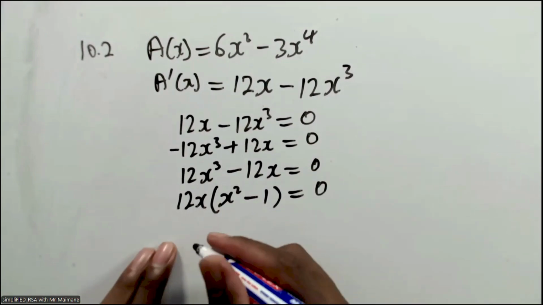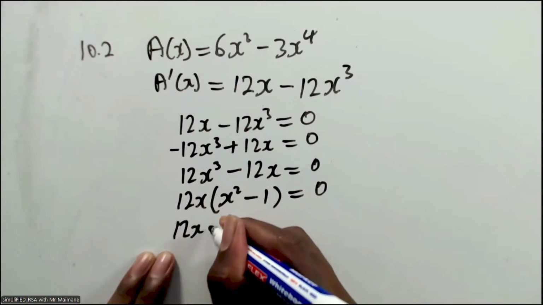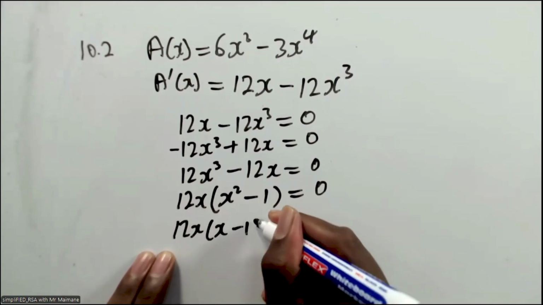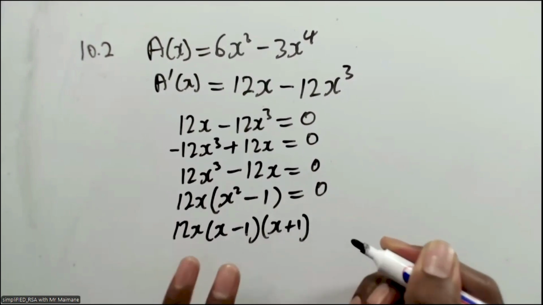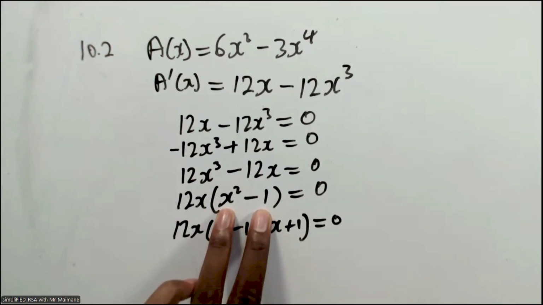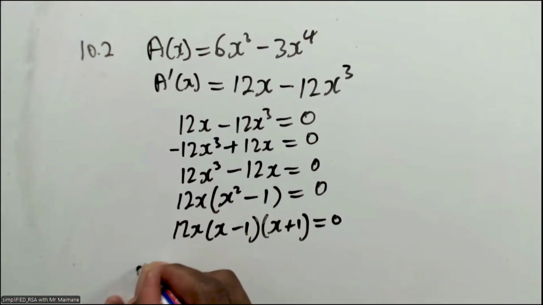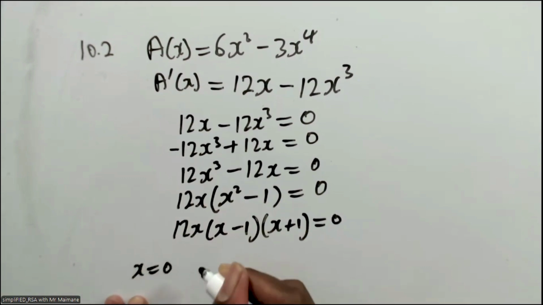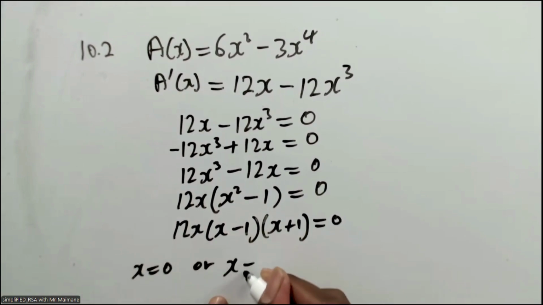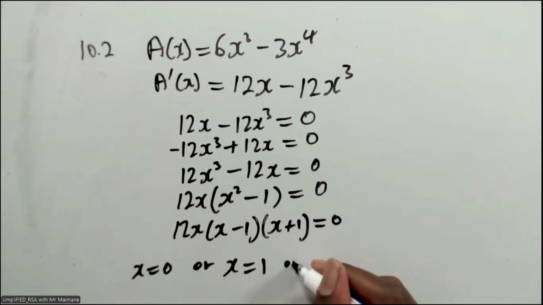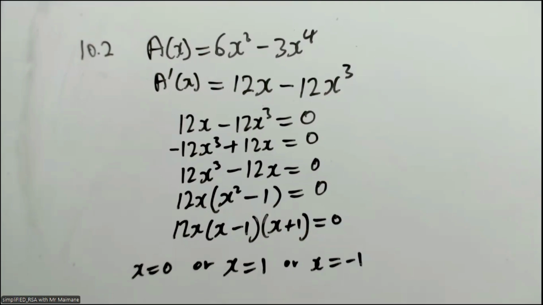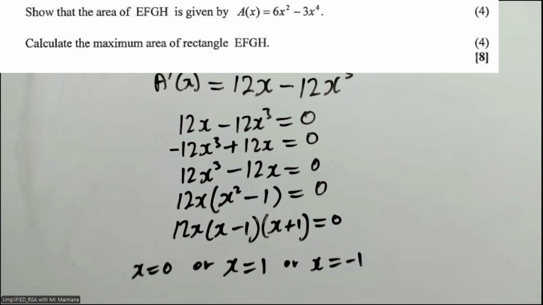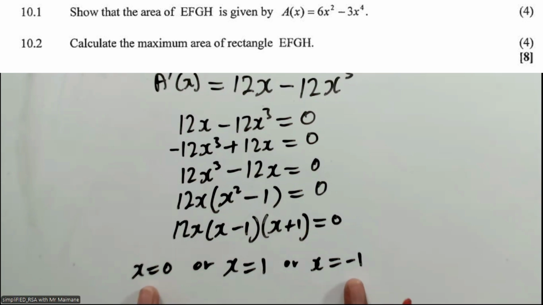And I can factorize this one further, such that I will have 12x times (x minus 1) and (x plus 1), because I have the difference of two squares there, such that the value of x for this one would be x is equal to 0, or for this one, x is equal to 1, and then for this one, I have x is equal to minus 1. But I want the maximum value for x. So for the maximum value, I'll take the maximum value right here, because 0, an area cannot be 0, obviously. But then between this and this one is the minimum, this one is the maximum. So I will take this one.